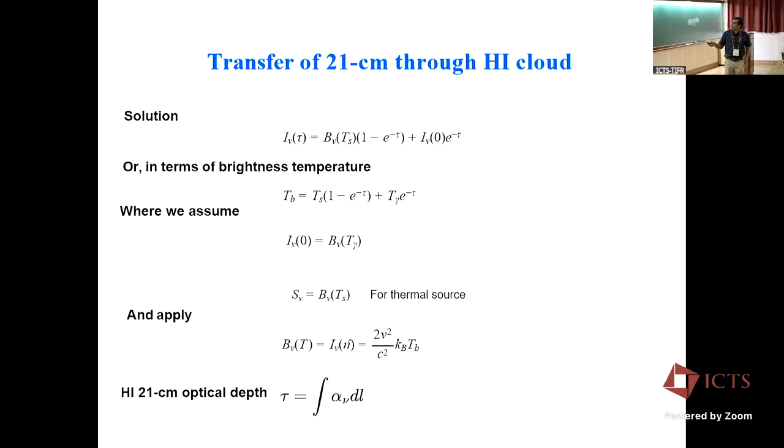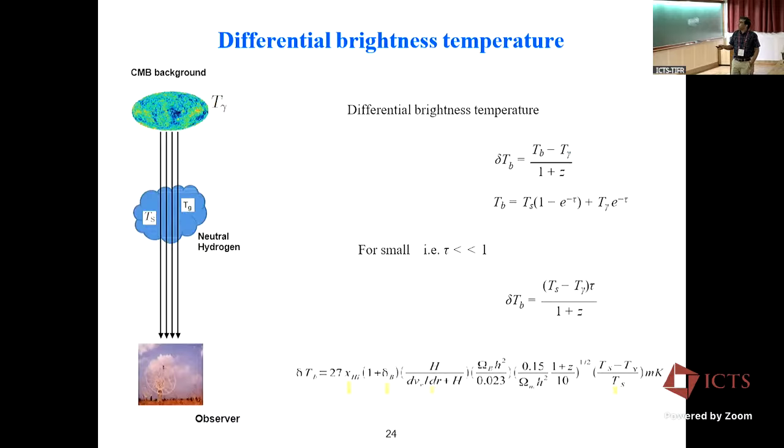Right. So T gamma is the CMBR temperature, and it will remain so. But if tau is not 0, if it has some finite value, it will be like this, right? So these are the few relations, and then tau is this.